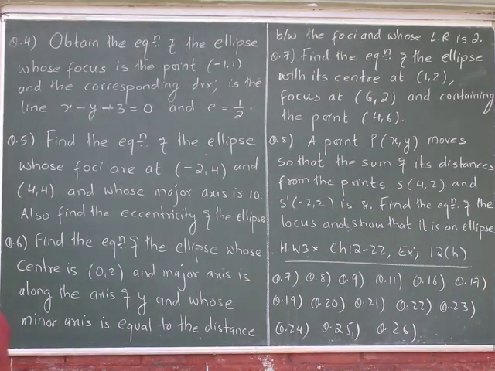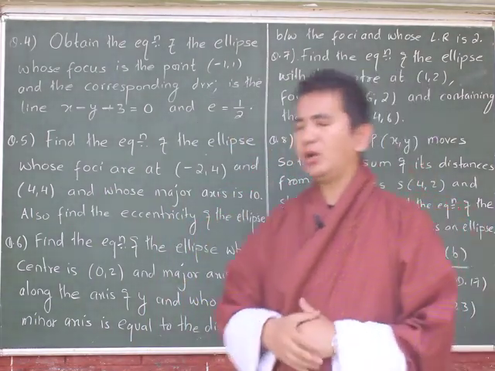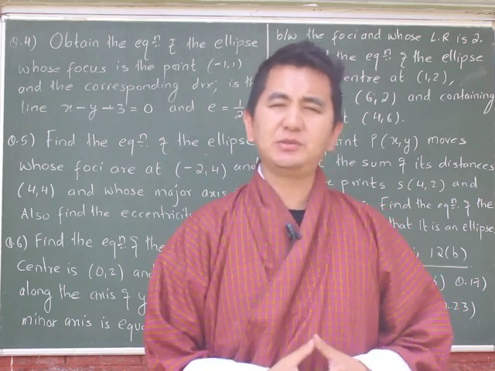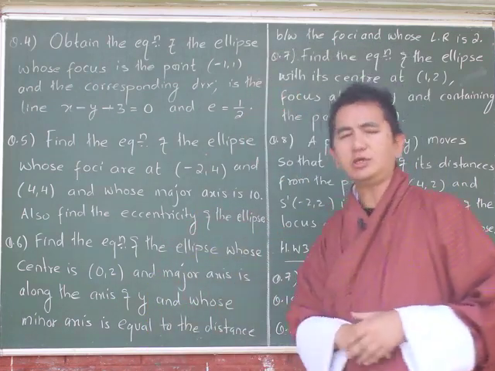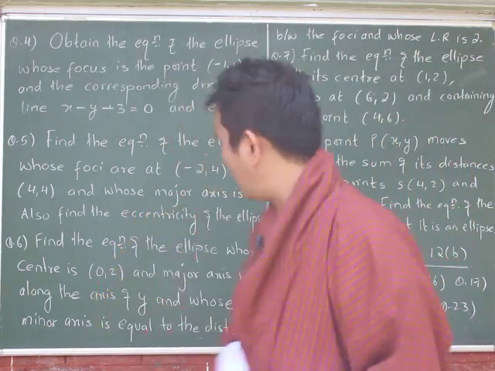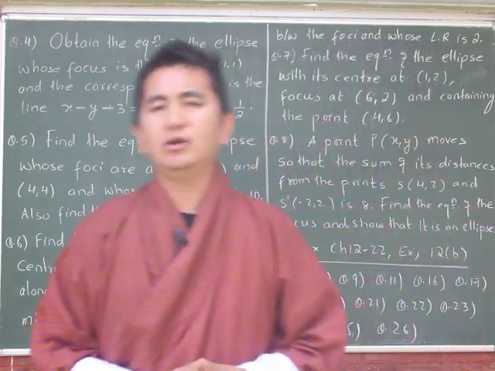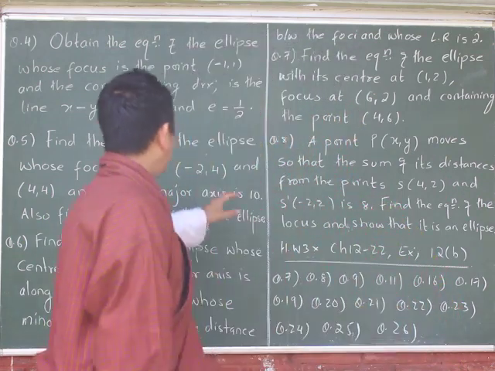Okay, good morning students. Here we are going to go with finding the equation of the ellipse, from question number 4 to question number 7. Till question number 7 you need to find the equation of the ellipse. When it comes to question number 8, you need to find the equation of the locus of a point moving on the ellipse. So no need to worry about that one.